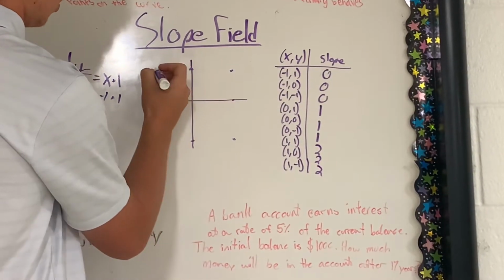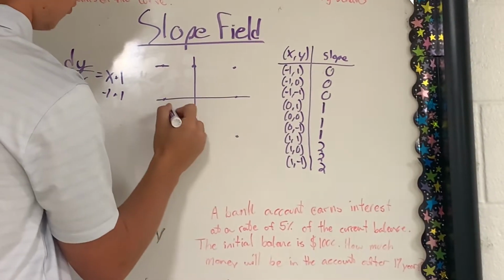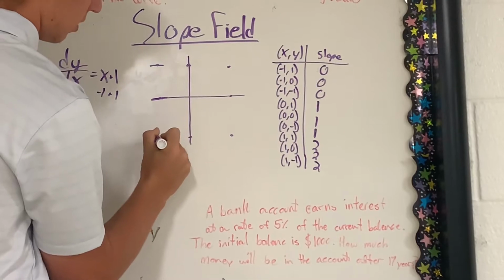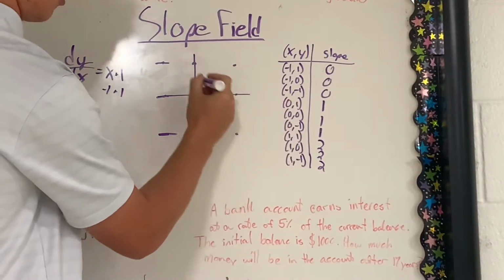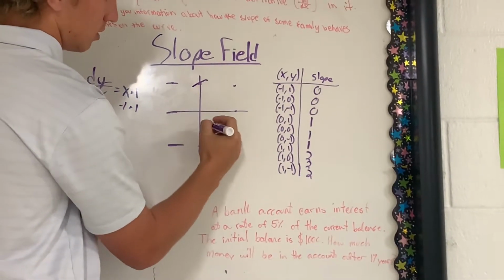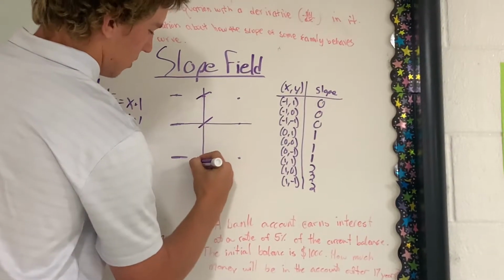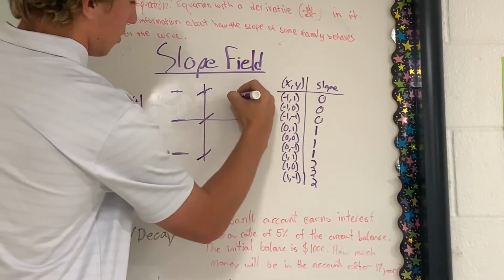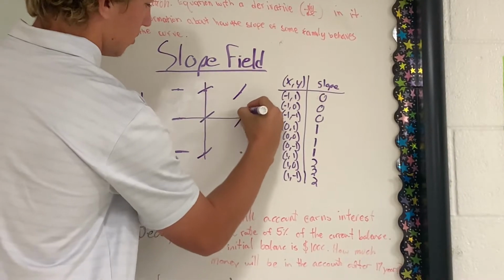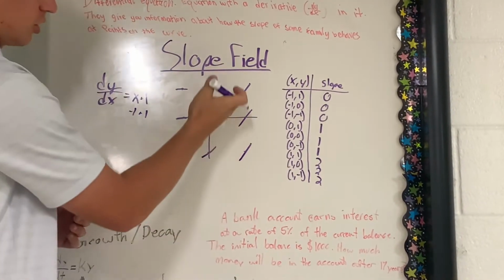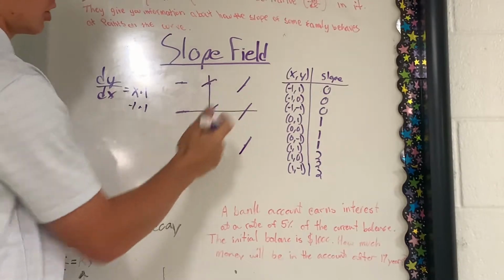So at (-1, 1), it's going to be 0. (-1, 0), 0. (-1, -1), 0. At (0, 1), it's going to be positive 1. (0, 0) is positive 1. And then you see the pattern here going now to 2. And when you're drawing these, you just want to make sure there's a difference between each slope.